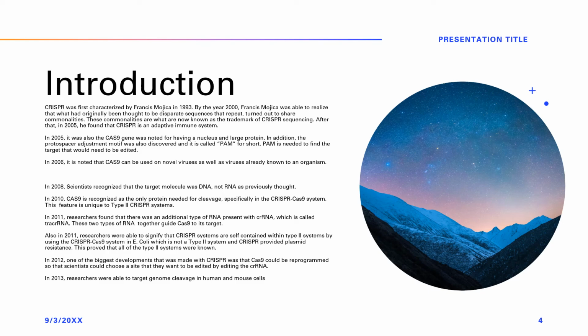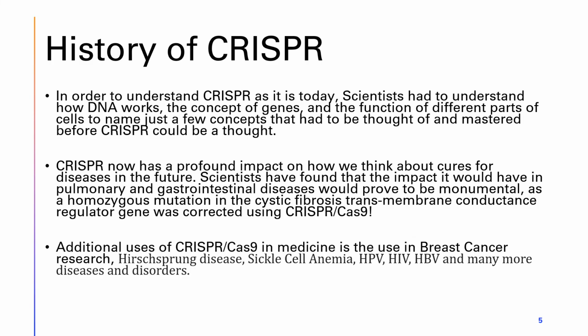To understand CRISPR as it is today, scientists had to understand how DNA works, the concept of genes, and the function of different parts of cells, just to name a few concepts that had to be thought of and mastered before CRISPR could even be a thought. CRISPR now has profound impact on how we think about cures for diseases in the future. Scientists have found that the impact it would have in pulmonary and gastrointestinal diseases would prove to be monumental.